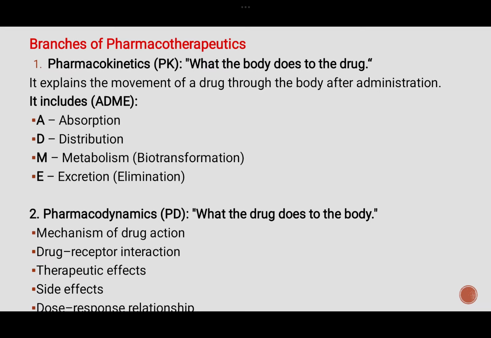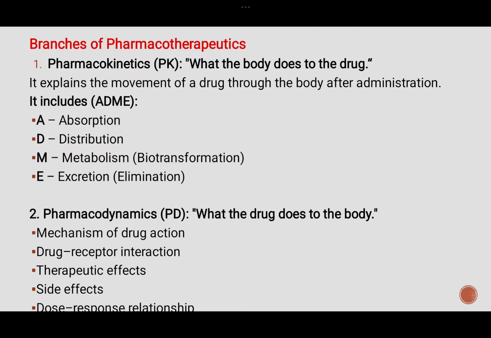And third one is therapeutic effect. The desired or beneficial effect of a medicine is called as therapeutic effect. For example, paracetamol lowers fever, insulin lowers blood sugar level, antibiotics kill bacteria. These are the therapeutic effects of drug.